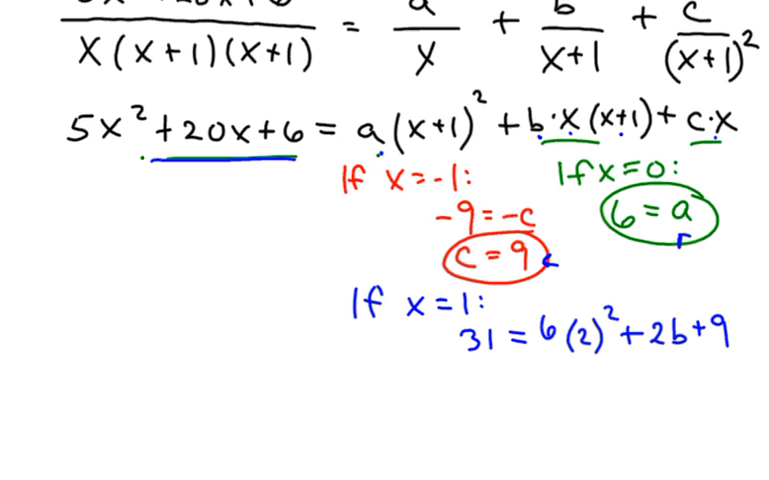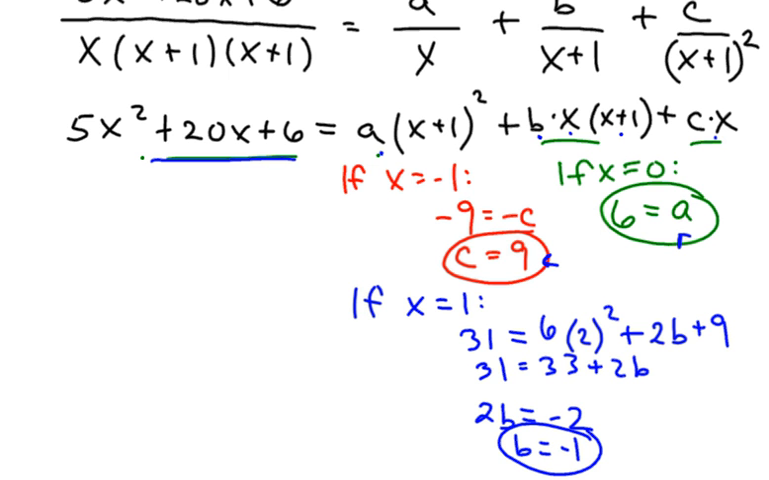Okay, so a lot of algebra going on there. All right, so we have 31 equals, that would be 6 times 4 is 24, plus 9 is 33, plus 2b, and then when we solve that out for b, you get 2b equals -2, and then b is equal to -1. Okay, so kind of tedious there, but that's how you would have to do that one.